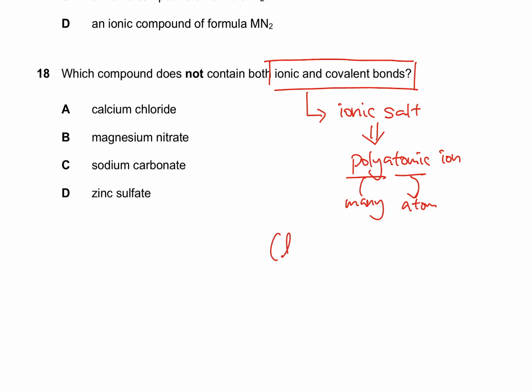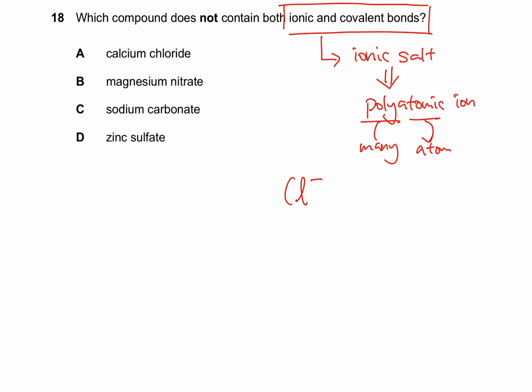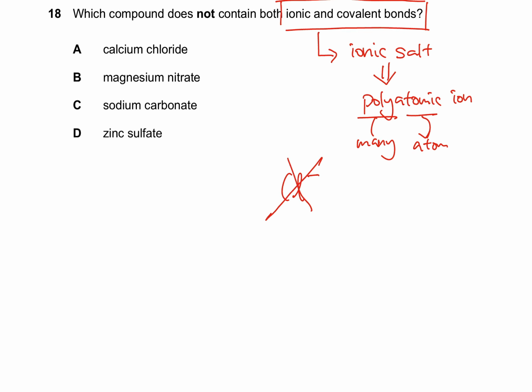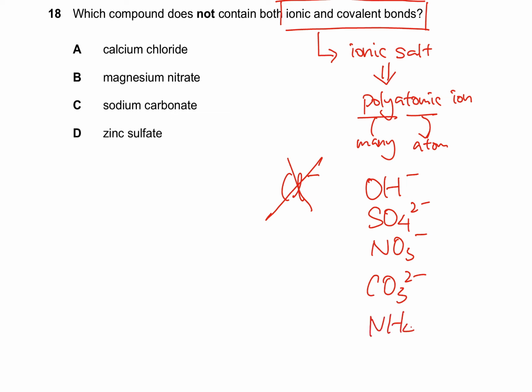So chloride ion contains only one atom. So this is not a polyatomic ion. This is not a polyatomic ion, but hydroxide, sulfate, nitrate, carbonate, ammonium. These ions contain multiple atoms covalently bonded together in the polyatomic ion.